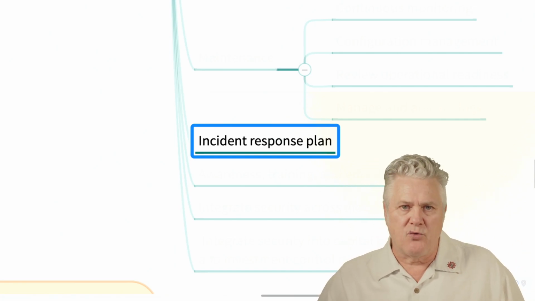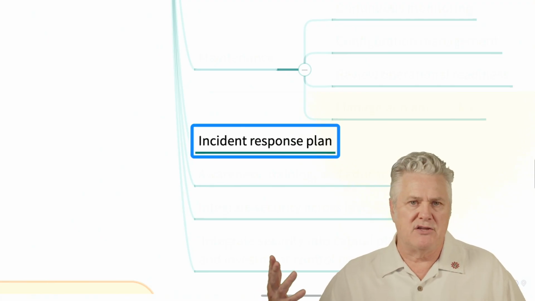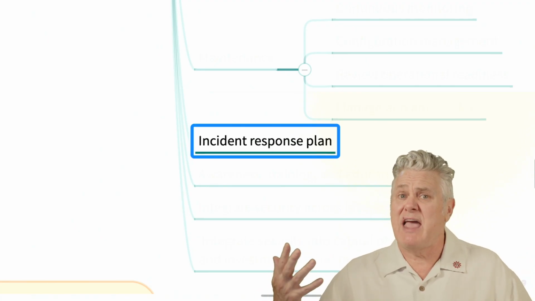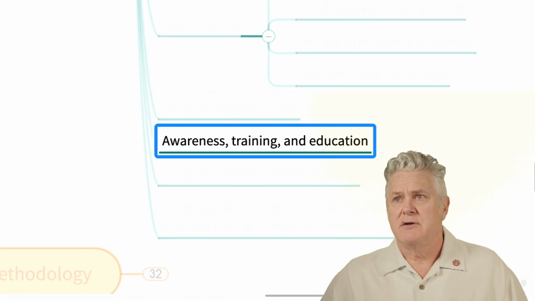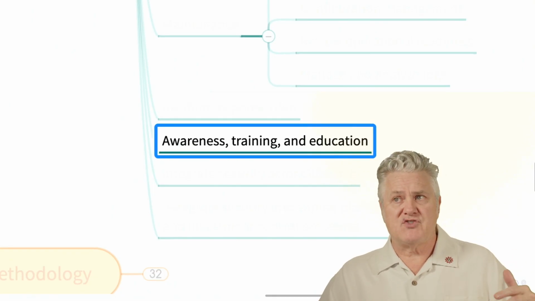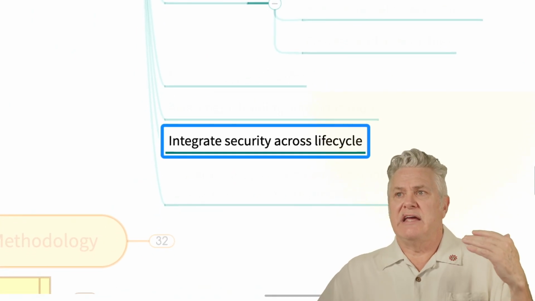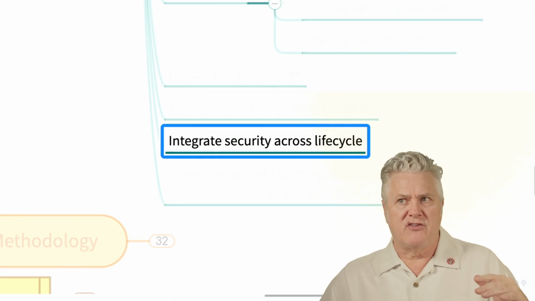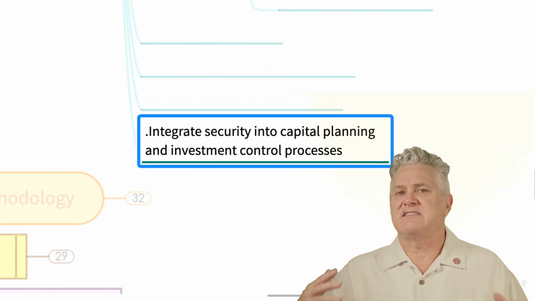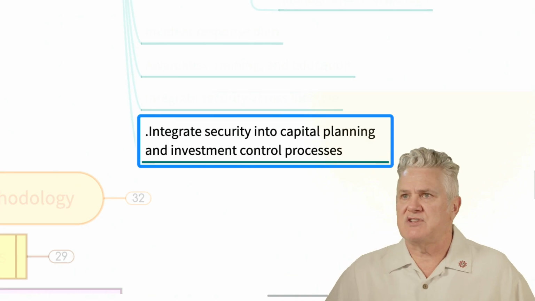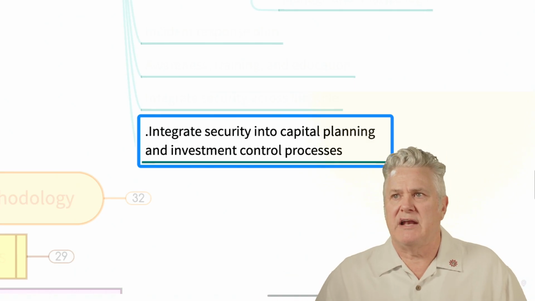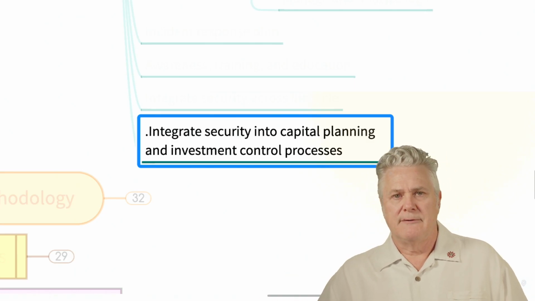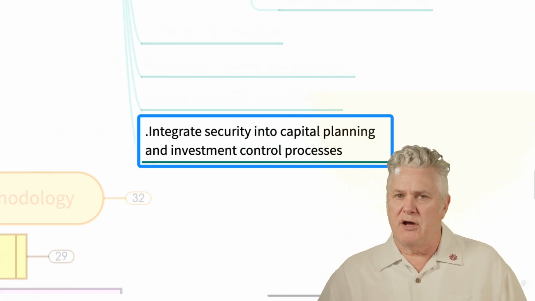Sometimes less sophisticated organizations call this a help desk, but you may have an incident response plan. You may have a forensics plan in place. Then we layer on top of it the awareness training and education, integrate the security controls across the entire life cycle, and then we get to this last piece. Now, this may seem simple. Integrate security into the capital planning and investment control process. What does that mean? That doesn't mean we bought the firewall and we're done.